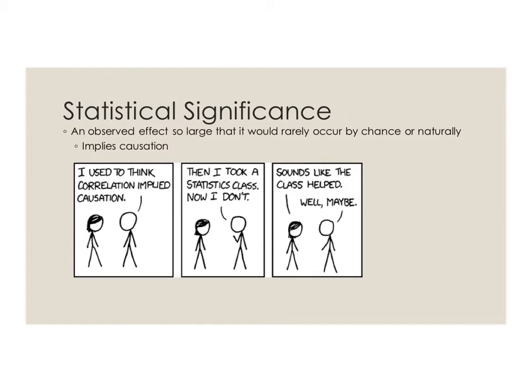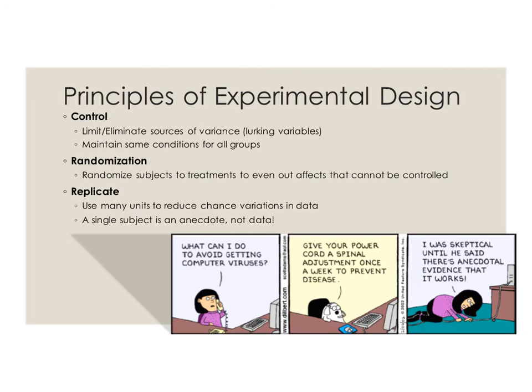For statistical significance, this is when an observed effect is so large that it would rarely occur by chance or naturally. This does imply causation, and this statistical significance will clear up quite a bit when we start talking about inference procedures. The principles of experimental design, we have 3 items that we look for.